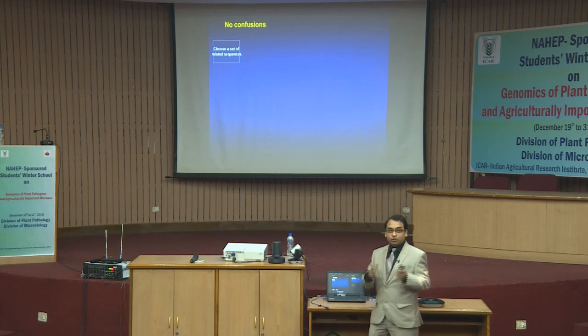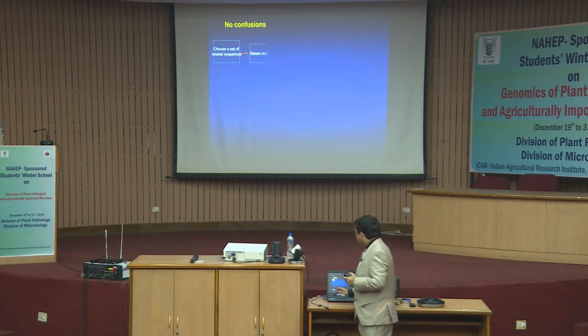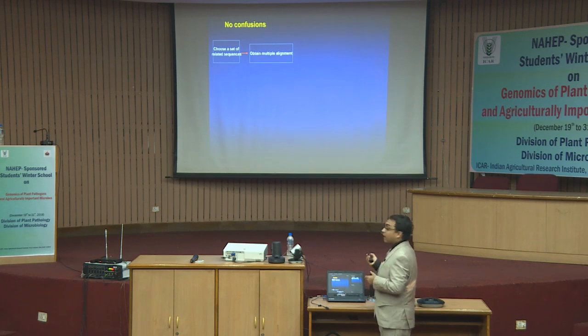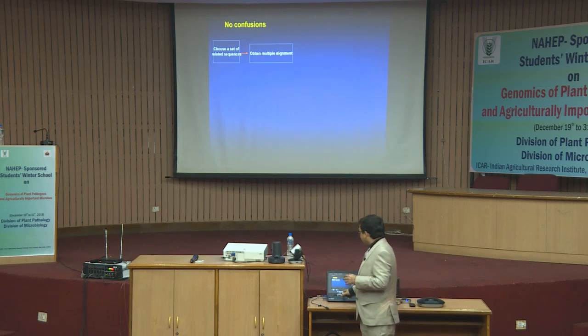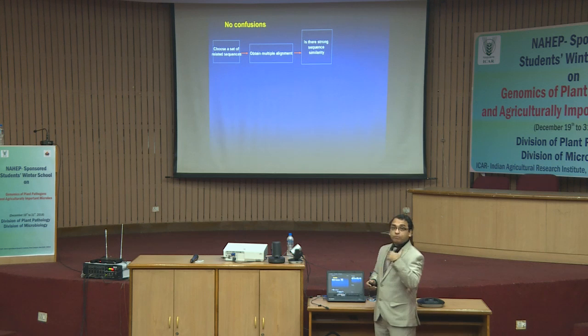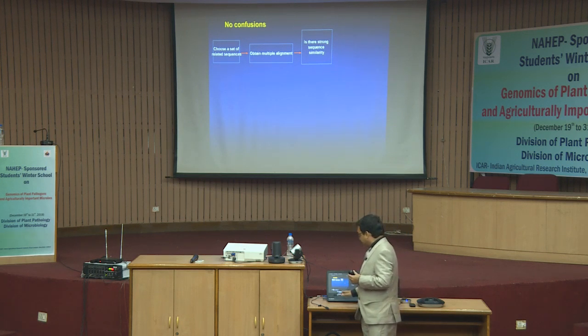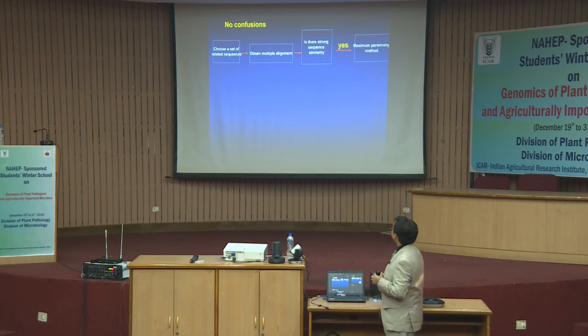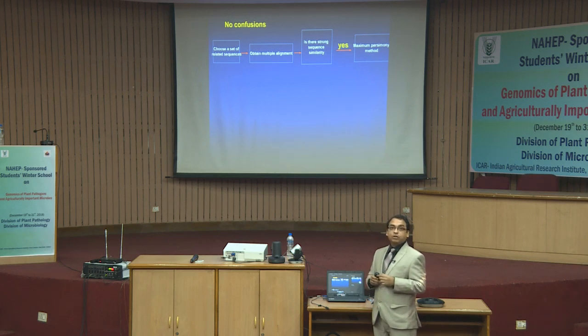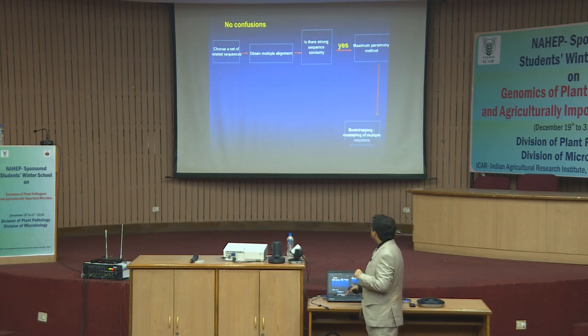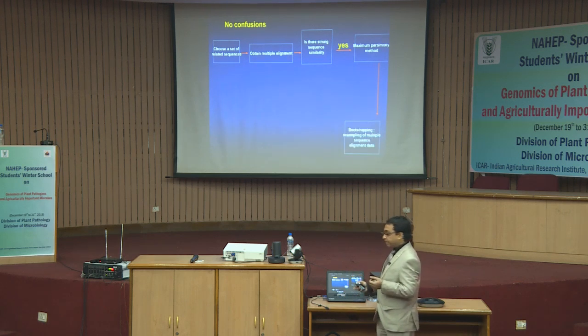So, if you have a set of sequence data, then what do you have to do? You have to obtain a multiple alignment using any software, and after obtaining the multiple alignment, you have to ask the question whether there is a strong sequence similarity or not. If it is yes, then you do the maximum parsimony method, because strong sequence similarity means they are very close. If they are close, only 1 or 2 nucleotide difference, you do the maximum parsimony method, and then do bootstrapping and generate the tree.